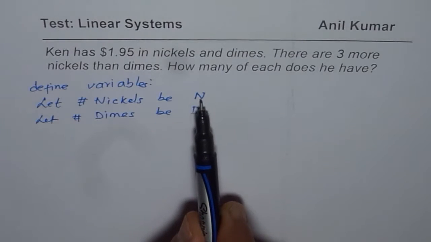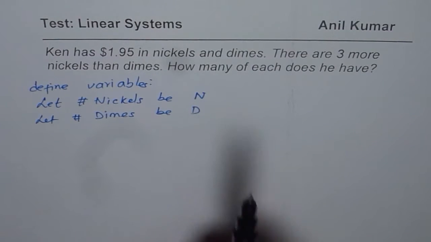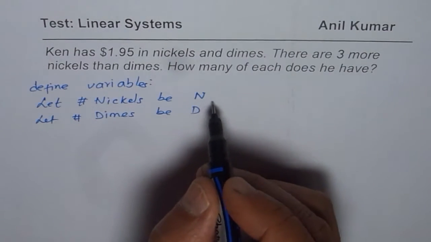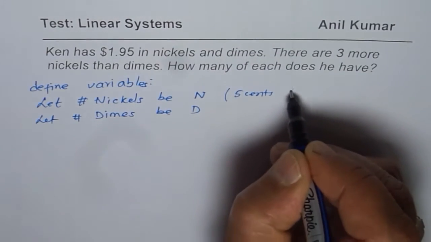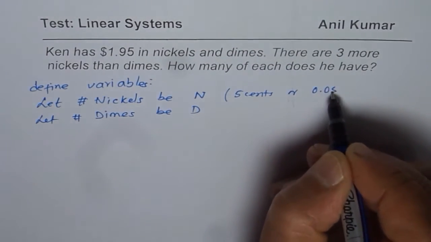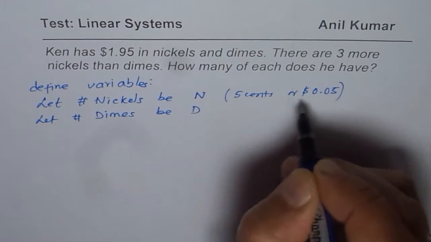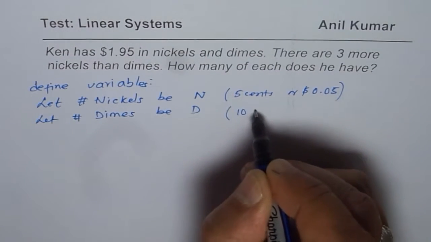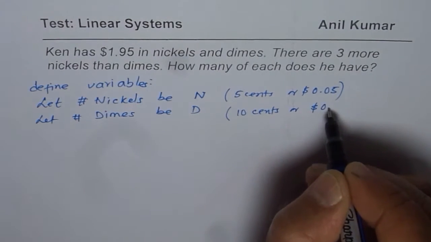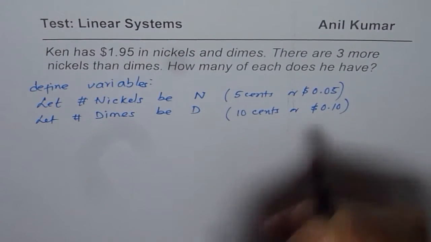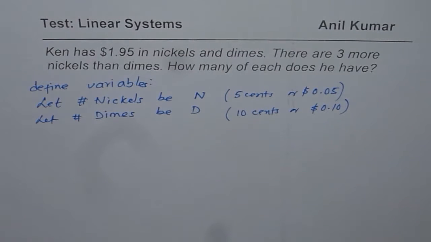Nickels is 5 cents each, right? A nickel means 5 cents, or $0.05. Is it okay? That's the value of a nickel. As far as dimes, it is 10 cents, or in dollars, it is $0.10. Correct. So that is what it means.